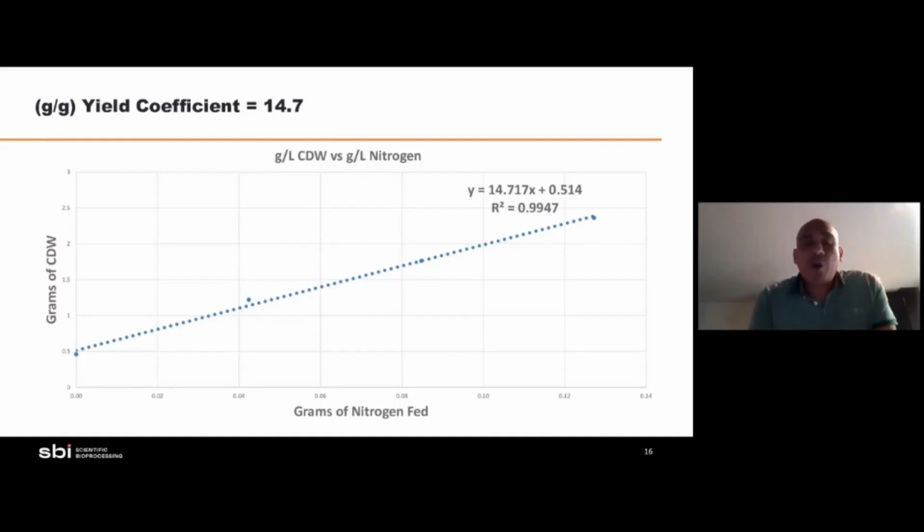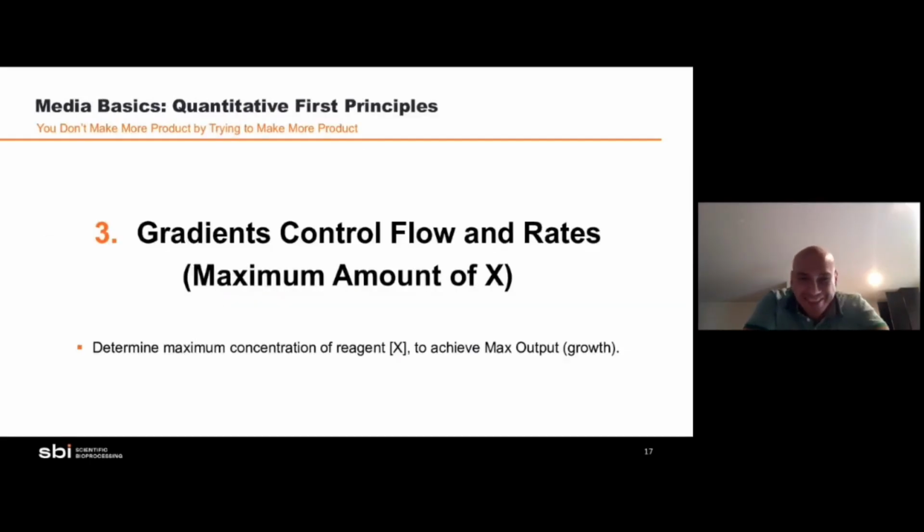So what we did is from our previous experiment where we did a titration of low levels of nitrogen, we then took the cell dry weights and plotted grams of nitrogen versus grams of cell dry weight. And the slope of this curve is our gram yield coefficient. Sorry, this is the amount of cell dry weight produced per 1 gram of nitrogen in your broth. And keep in mind here, that number is 14.7 for us. It'll come back up later.